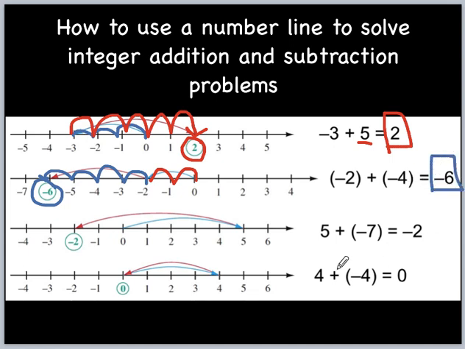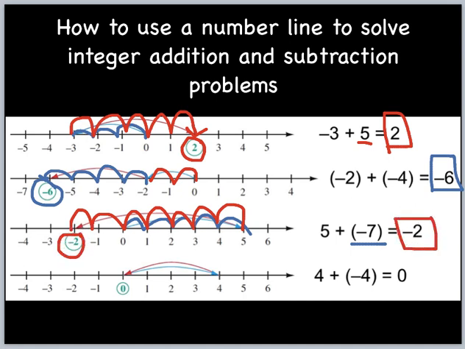The third example, 5 plus negative 7 is equal to negative 2. Let's see if it's negative 2. So from 5, so that's 1, 2, 3, 4, 5. That's positive 5. You add negative 7. And remember, it's negative. So that means you have to move to the left 7 times. 1, 2, 3, 4, 5, 6, 7. And that is negative 2. Therefore, this is correct.